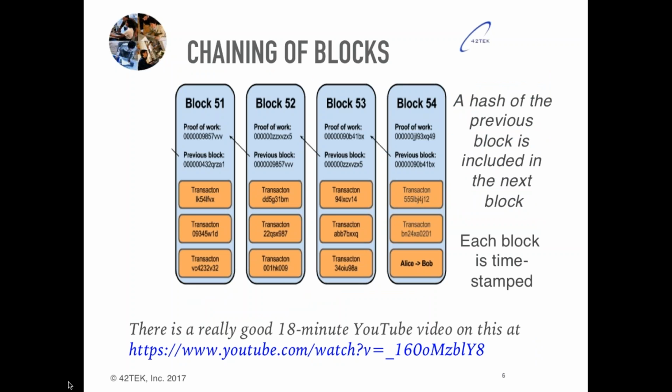This is used in the chaining of blocks. Once the initial block is set up, called the genesis block, then you embed the hash of the previous block in the next block. And this enables you to have some confidence that nothing has gotten changed, because if you change one of the blocks, then this sequence gets broken. And there's a really good video explaining this on YouTube, and when you get these slides, you can use that link.